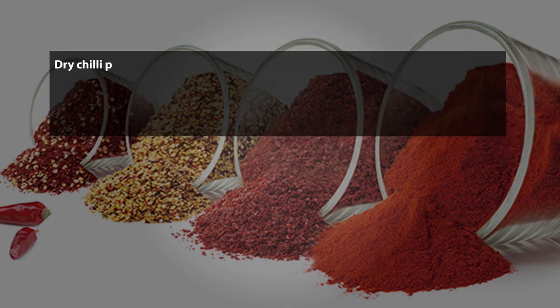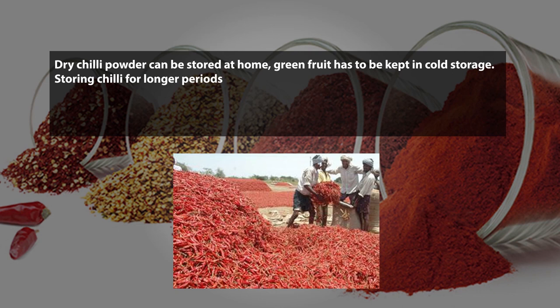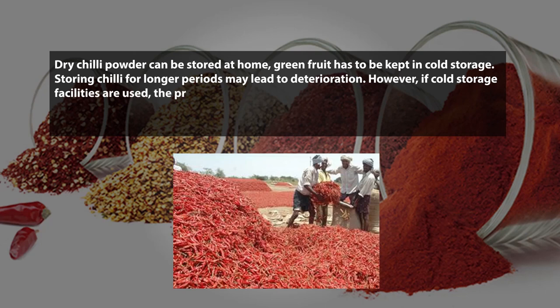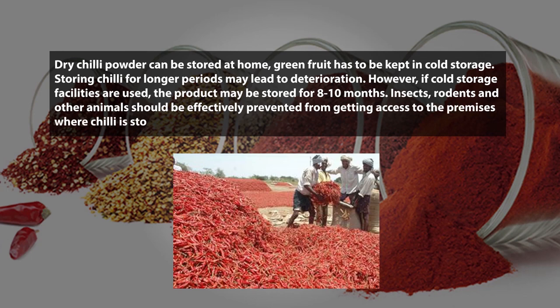Dry chili powder can be stored at home. Green fruit has to be kept in cold storage. Storing chili for longer period may lead to deterioration. However, if cold storage facilities are used, the product may be stored from 8 to 10 months. Insects, rodents and other animals should be effectively prevented from getting access to the premises where chili is stored.